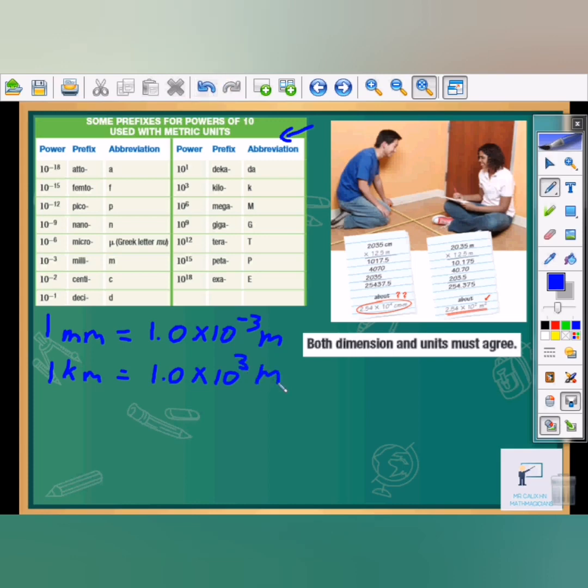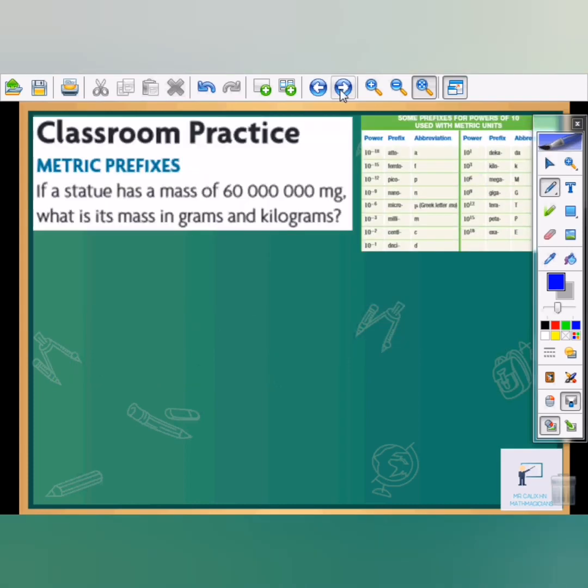Okay, so this table helps us to make a conversion. As you can see, both dimensions and units must agree. That is why we use the equality sign. This takes us to the next part. The next part is an exercise or a word problem.